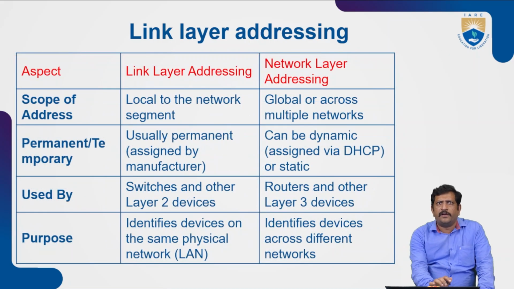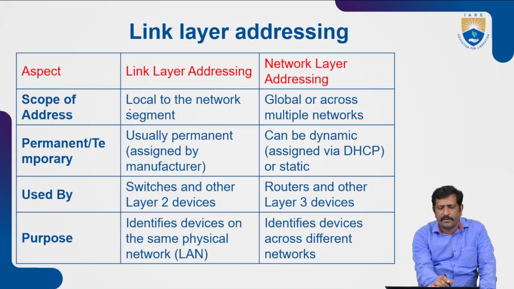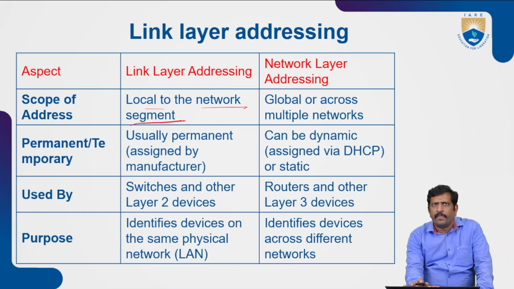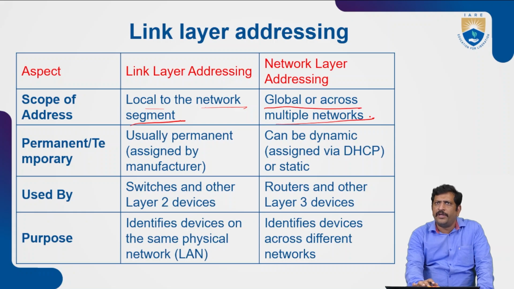In terms of the scope of addressing, link layer addressing is local to the network segment, and the scope of network layer addressing is global. That means communication can be done over the internet. For that we utilize the IPv6 and IPv4 protocols, by which we can transfer communication globally.